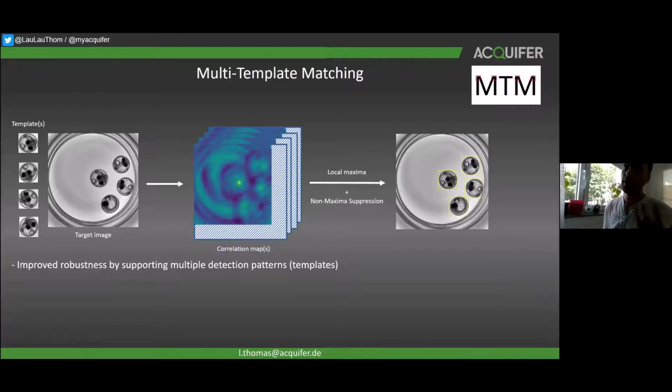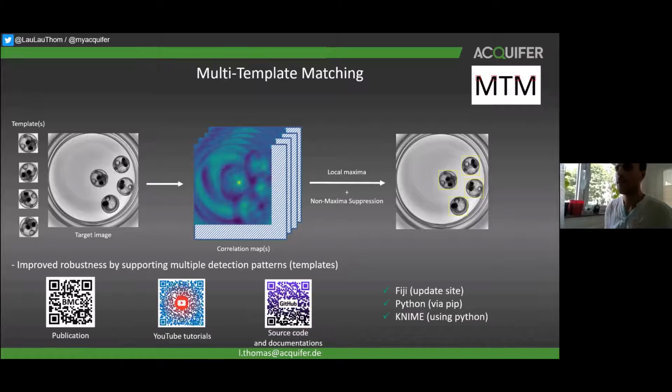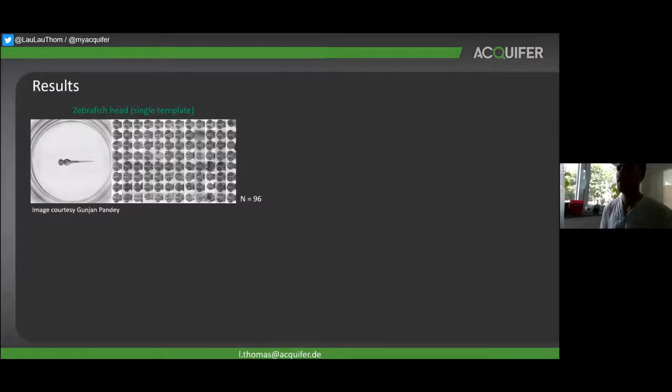And yeah, it's very easy to do this kind of augmentation, either rotation or flipping. Already, in most cases, it would improve the detection. So this is published, and there are also YouTube tutorials available, and the solution is available in Fiji as plugins, as a Python package, and also as a KNIME workflow relying on this Python package. And the source code is also available on GitHub, so it's open source. You can have a look at it and even contribute to it if you want, or extend it.